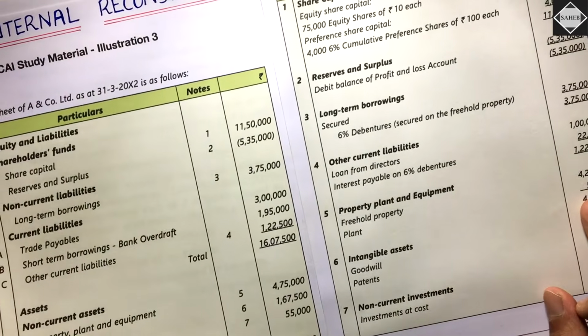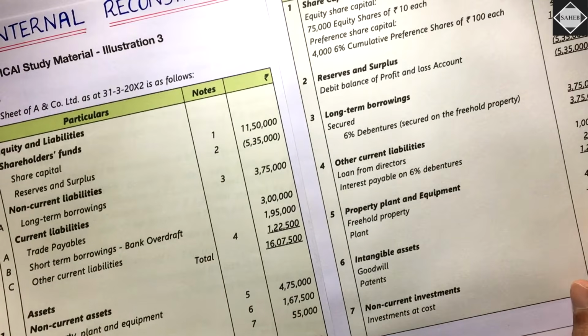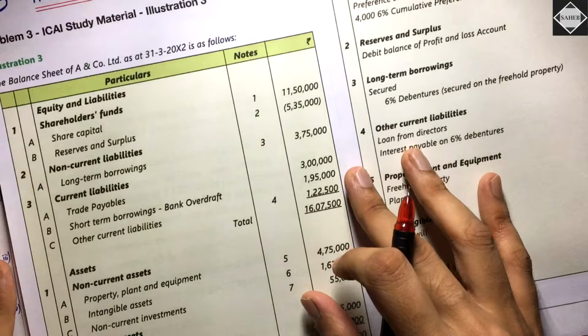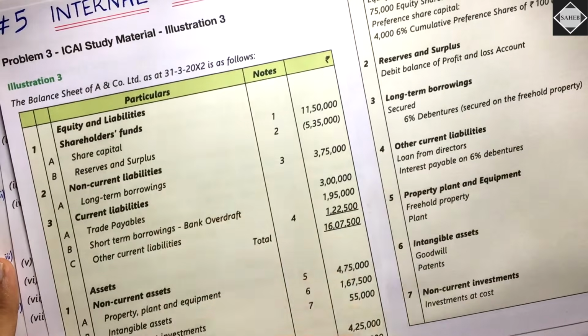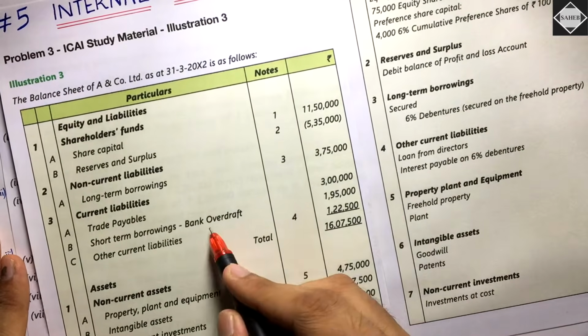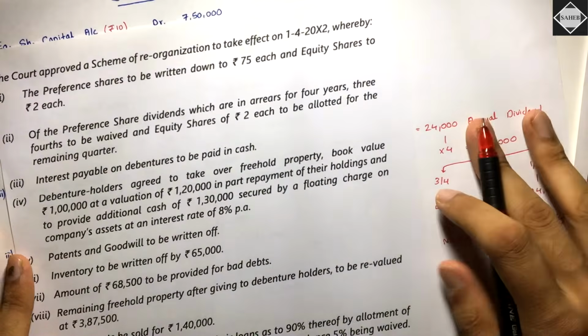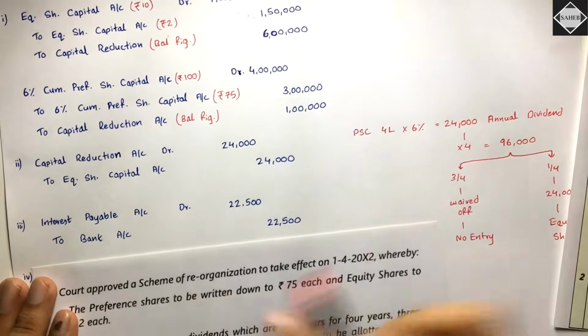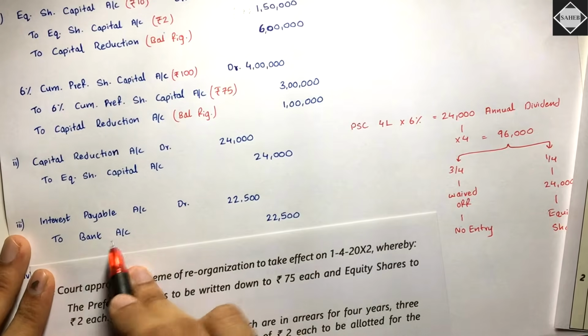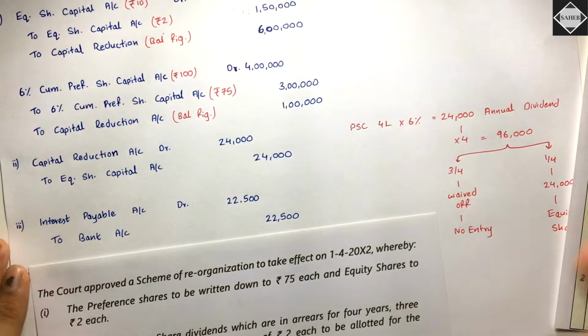Now if you see, you don't have cash, right? Do you have cash? Where is it? You don't have cash, but there is a bank overdraft, so you will take bank only. Okay, you will not take cash. So see here, interest payable account debit to bank account. Yeah, really simple entry now.